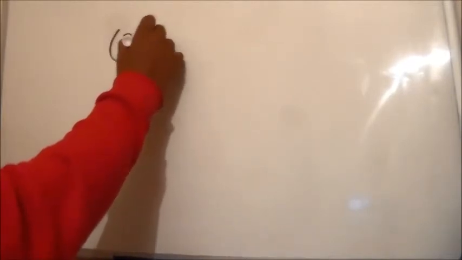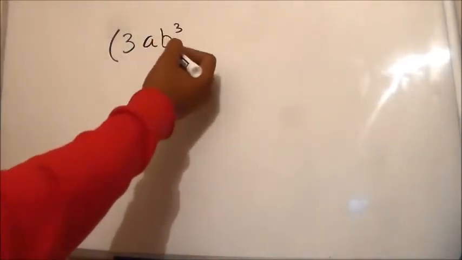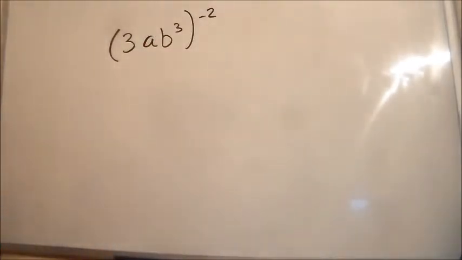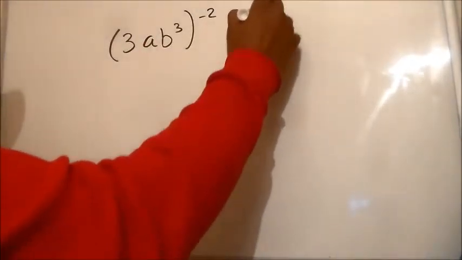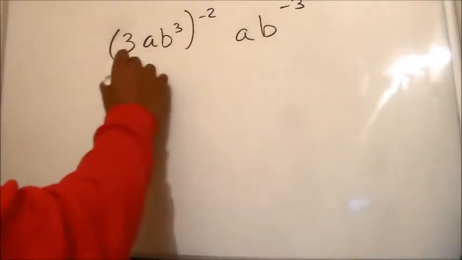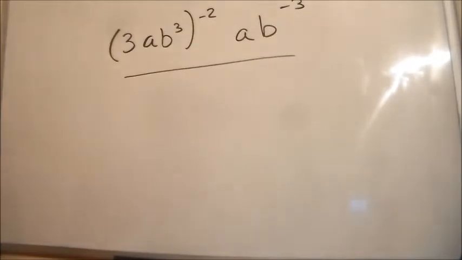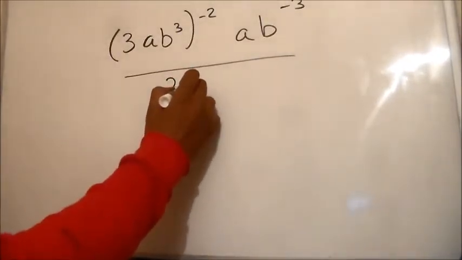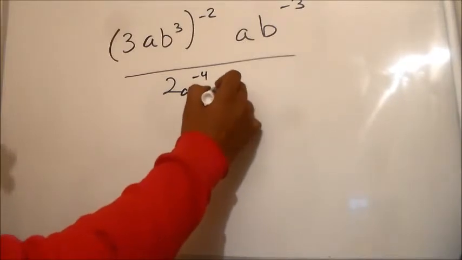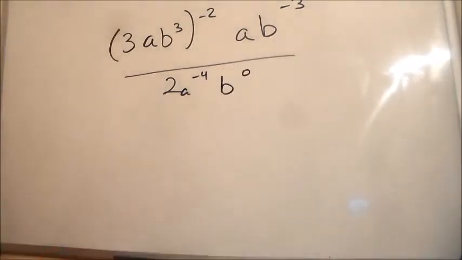All right. Let's see. We have 3 a b cubed, raised to the negative third, over 2a to the negative 4 b to the 0. Oh yeah, it's going to get ugly.